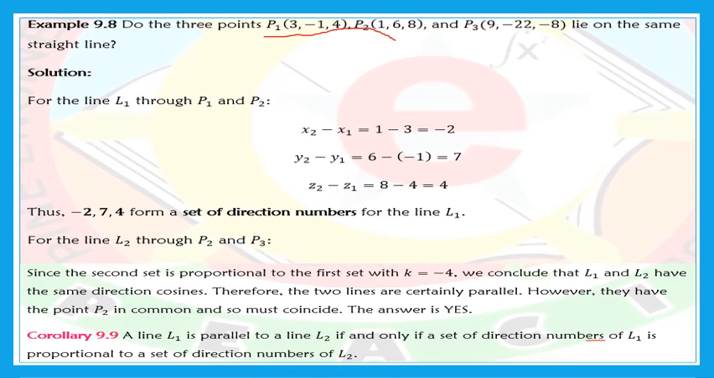Okay, so we have the corollary here. A line L sub 1 is parallel to a line L sub 2 if and only if a set of direction numbers of L sub 1 is proportional to a set of direction numbers of L sub 2. Okay, so yung corollary na yan, na-justify yung sa example 9.8 natin.